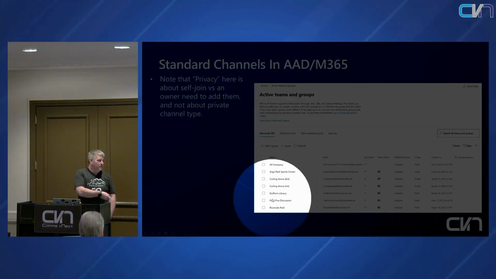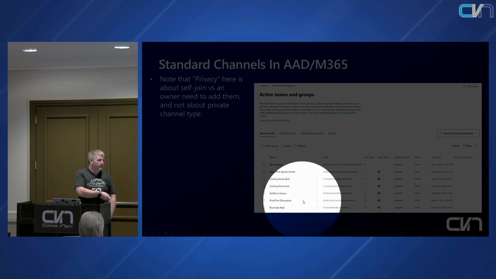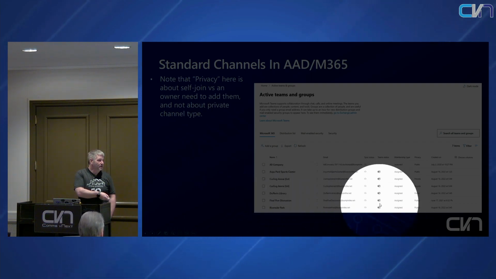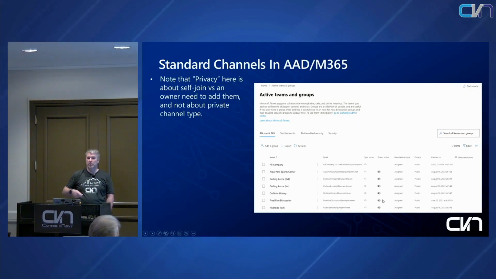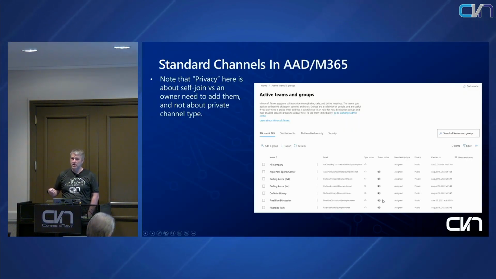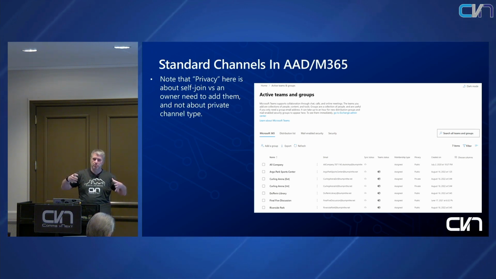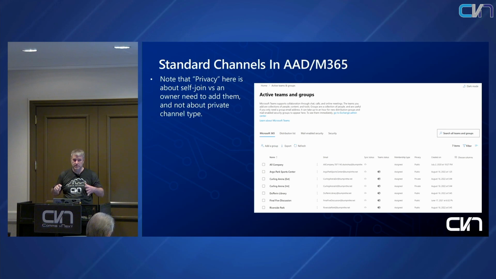And way down here at the bottom, we've got our final 5 team. So we've got a little team icon there to denote that this group has a team associated with it. An M365 group doesn't have to have the Teams bolt-on or doesn't have to be activated for Teams, but Teams always needs that M365 group under the hood.